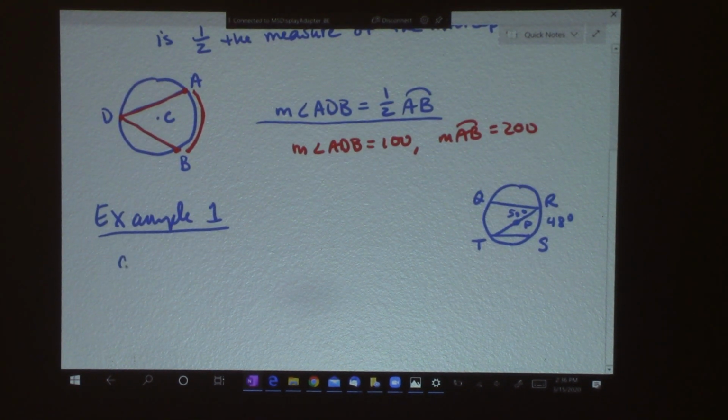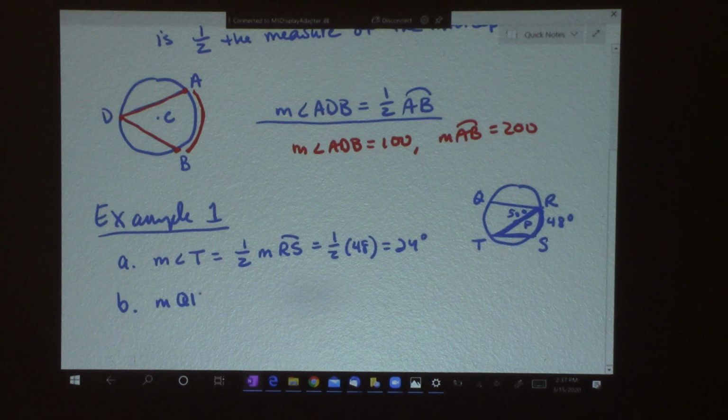Okay, so for number 1A, the measure of angle T. Okay, so T is right here. I'm going to highlight it a little. Right there. So the arc that corresponds to angle T, which is angle RTS, is going to be half of RS. So I'm going to write that angle T is half the measure of RS. So that is half of 48, which is 24. All right, so that's the first one.